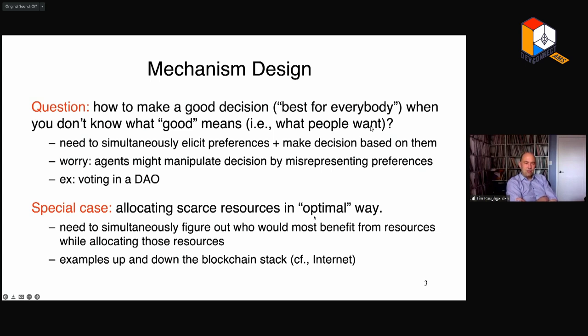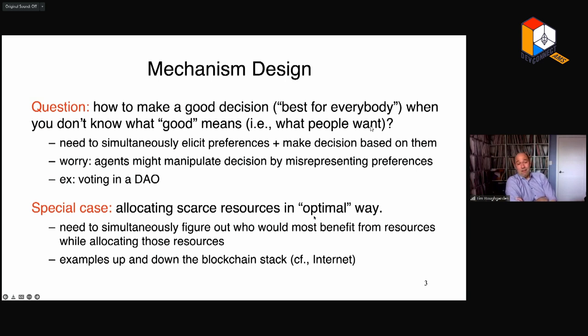This type of mechanism design, you see examples of it all the way up and down the blockchain stack. We're going to be talking about the lowest layer, layer one, the consensus layer. That's where you see transaction fee mechanism design. But there's interesting work to be done all up and down. For example, layer two, thinking about transaction fee mechanisms there and how they interact with layer one.